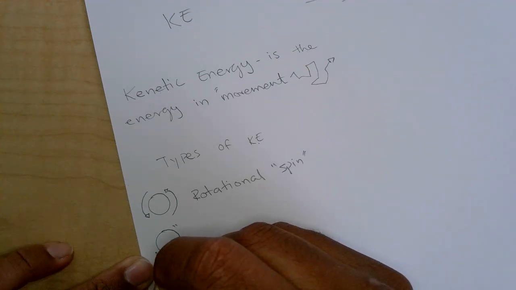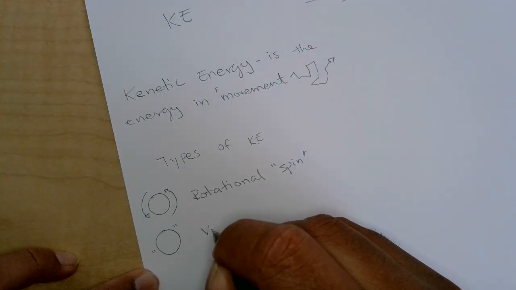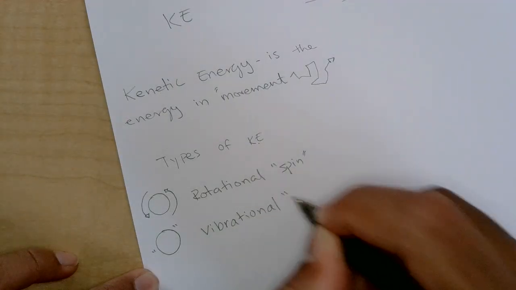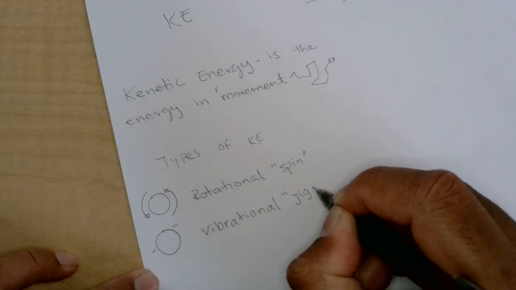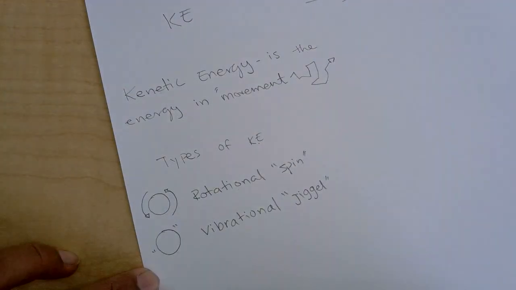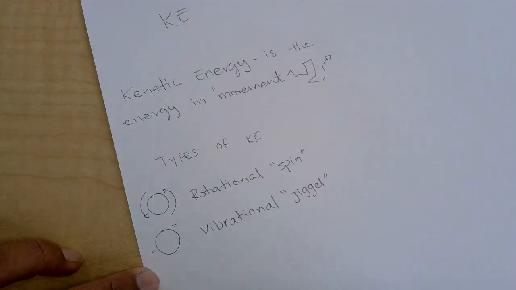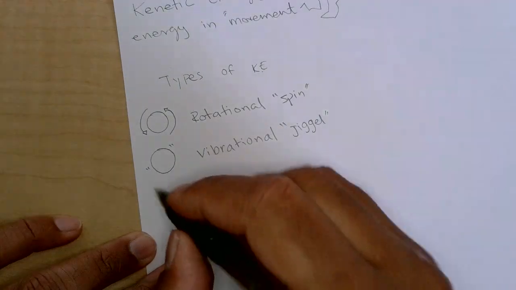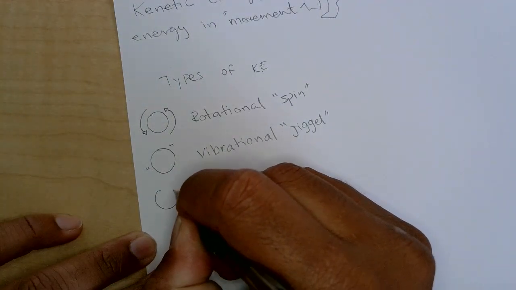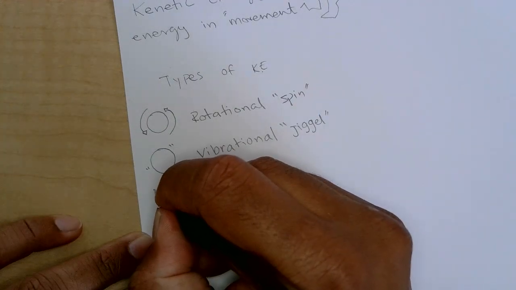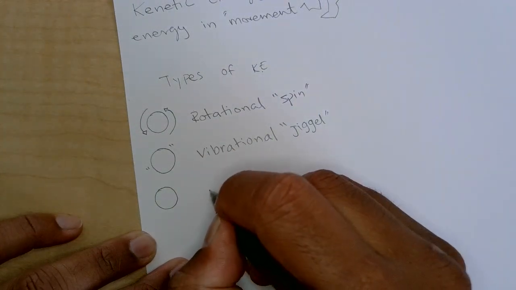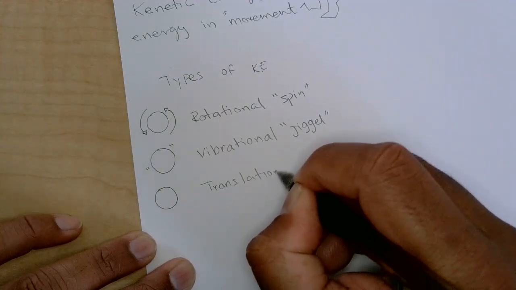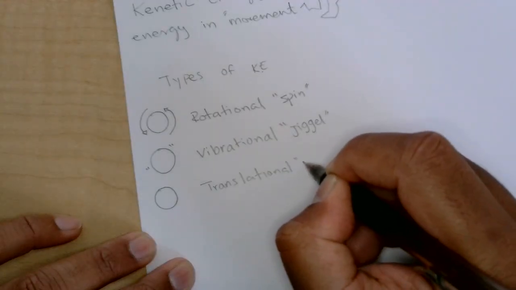Another type of kinetic energy, it's vibrational. This is like jiggling, like a piece of Jello. Has anyone ever poked a piece of Jello? You know how it just jiggles a little? And then the third type of kinetic energy, it's called translational. And that means moves.